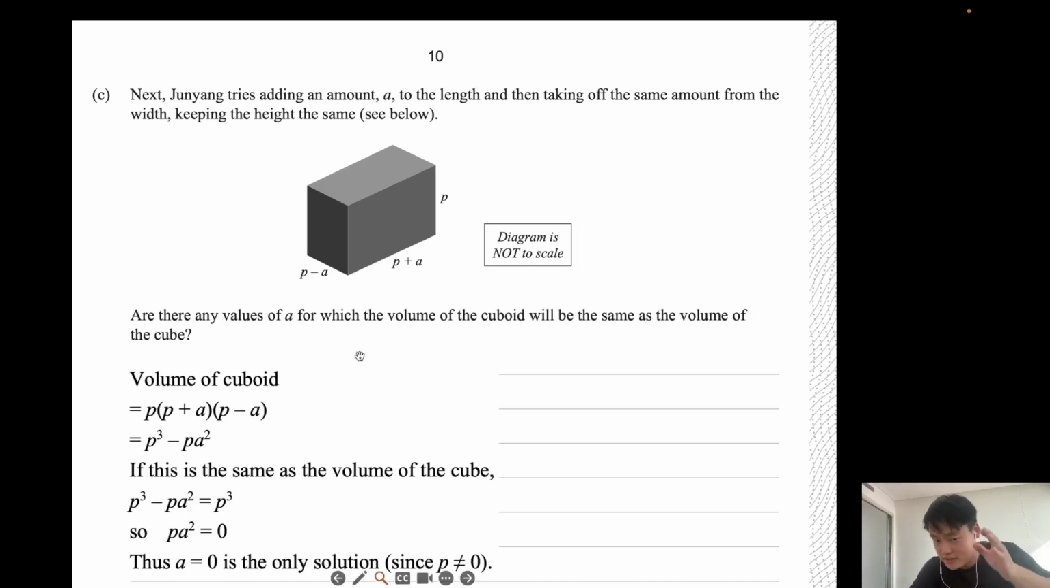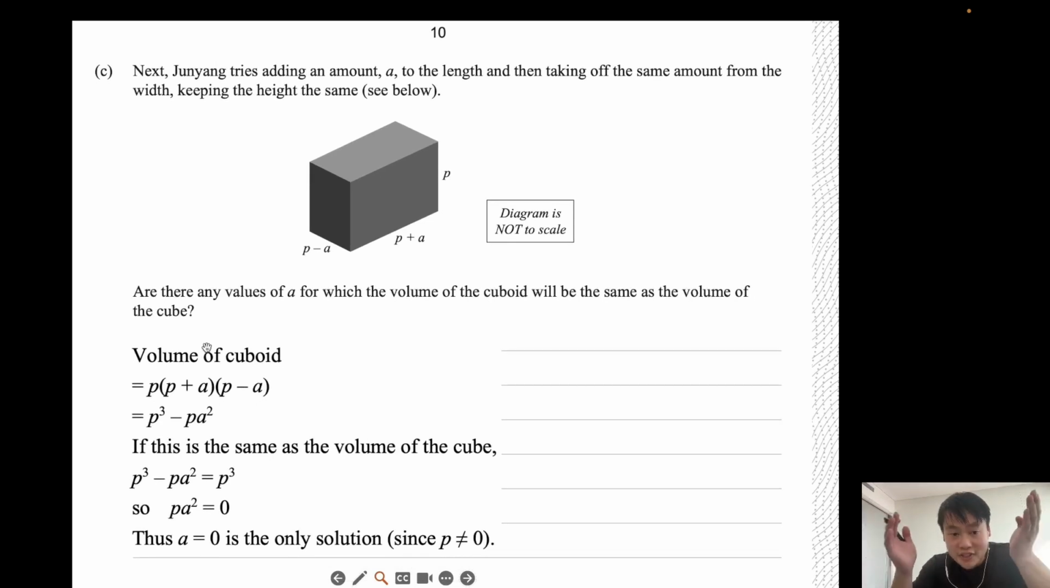So if you look at how that applies to this question, a really basic scenario as before, are they saying any values of A for which the volume of the cuboid will be the same as the volume of the cube? It just means find out if you can solve, is A equal to any particular number? Do you agree that the volume of the cuboid is represented using the letter A? Is the letter A used to represent the volume of the cuboid? Yes. It's P cubed minus PA squared.